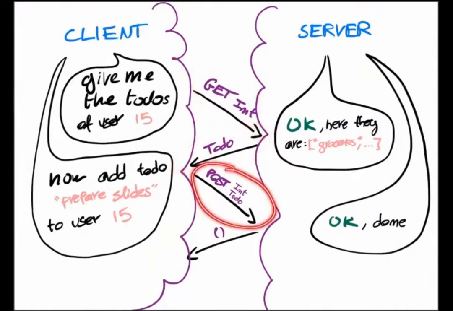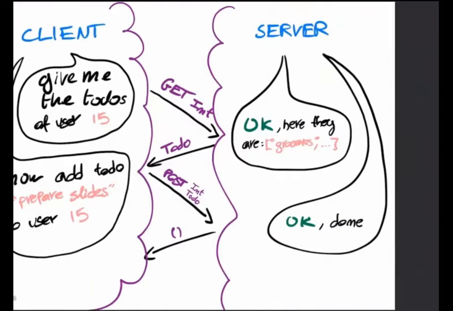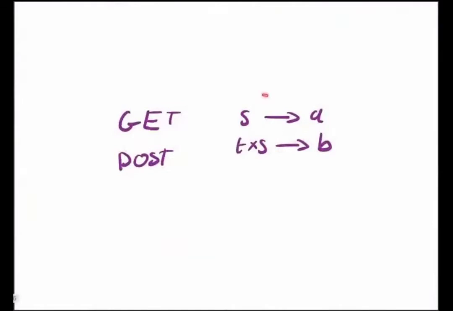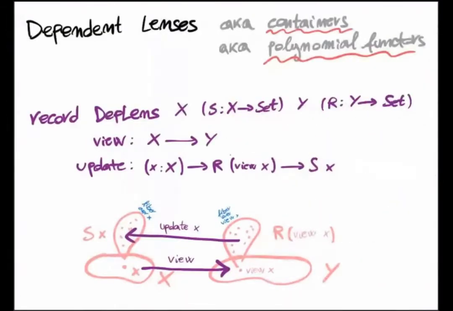And here you have another interaction which says, well, now that I've learned something about it, I know which to-do it is, let me use this to change it, and I will change it in this way. And the server will say, okay, I'm done. With this small interaction, we can already see this duality, this pairing of things that we obtain and things that we change. First, we obtain some data, and then we can use this data to update something that we learned about from the server. So now I'm going to pass the pen to Matteo, to talk about dependent lenses.